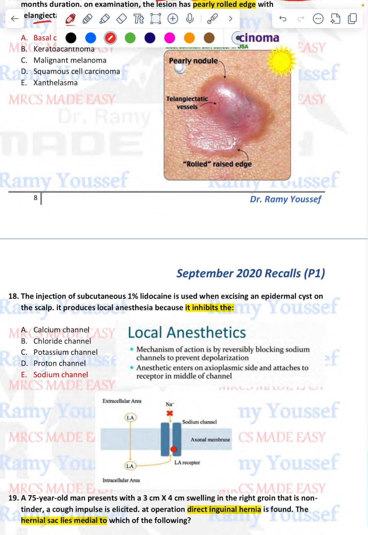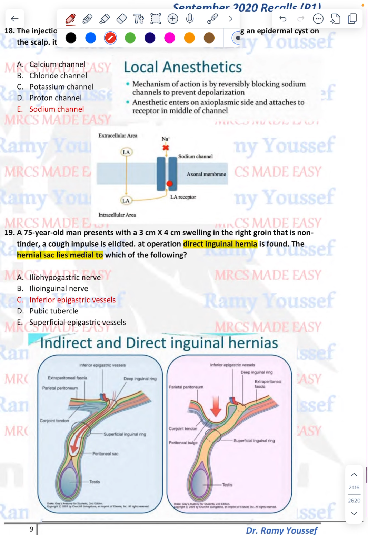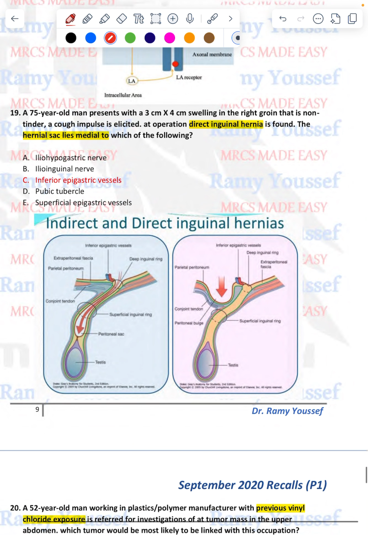A 75-year-old man presents with a 3 by 4 centimeter right groin swelling, non-tender, cough impulse present, opening direct, hernia. The sac is medial to which of the following? This is the inferior epigastric vessels, and in an indirect hernia the sac is lateral.